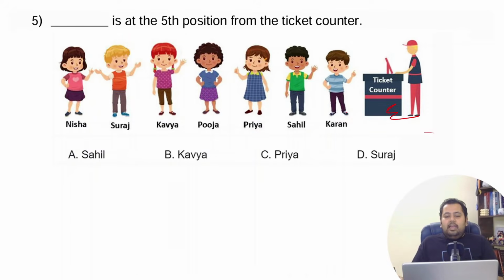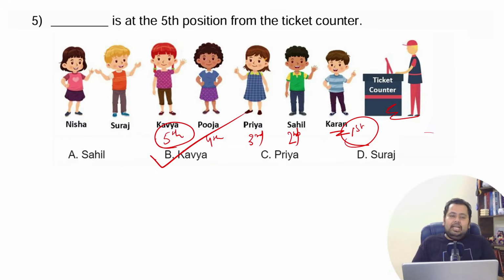Great. Easy one. I hope you have got it correct. So Karan is first from the ticket counter. Sahil is at the second position. Priya is at third position. Pooja is at fourth position. And Kavya is at the fifth position. So B, Kavya is the correct answer.